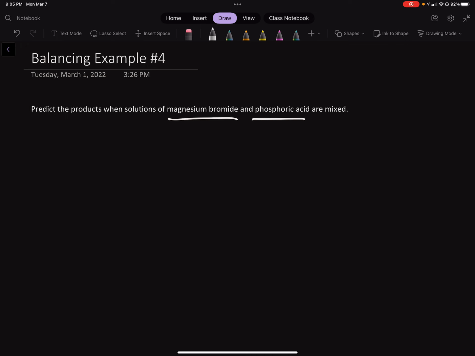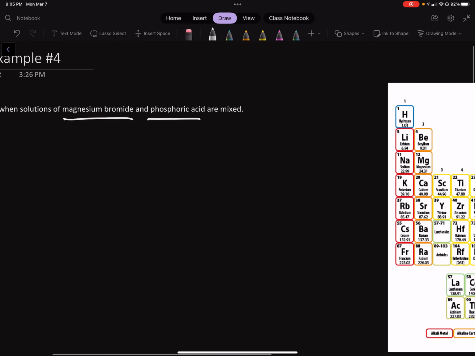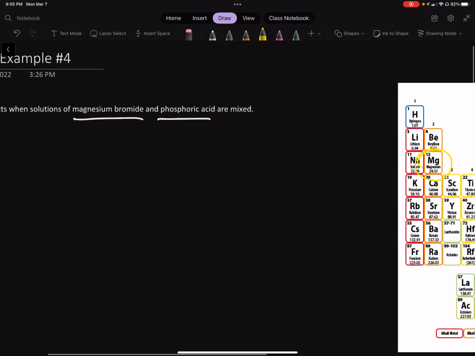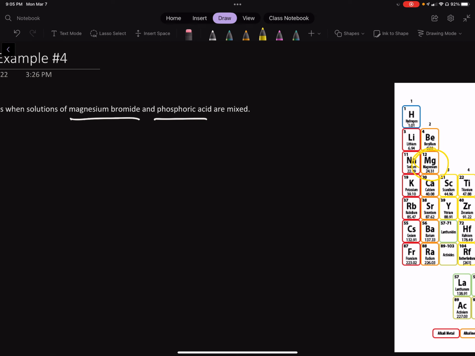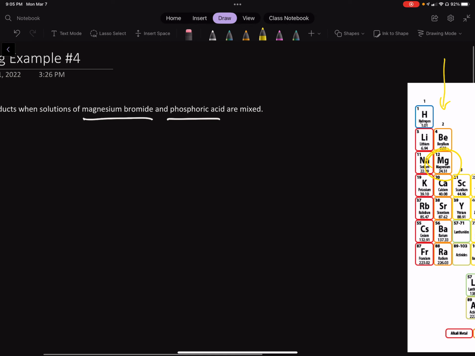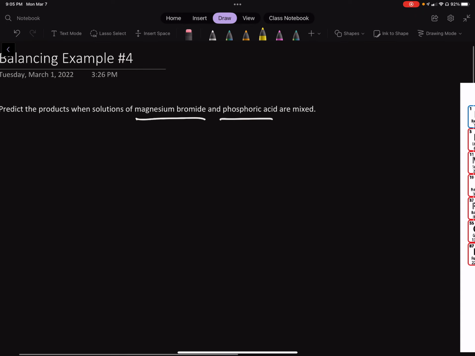So this says predict the products when solutions of magnesium bromide and phosphoric acid are mixed. So magnesium is referring to my yellow color, magnesium right here. And magnesium is a metal, and it's in the second column of the periodic table, which means it has 2 valence electrons. It would like to lose both of those valence electrons, so it is going to form a positive ion that is a 2+ charge.